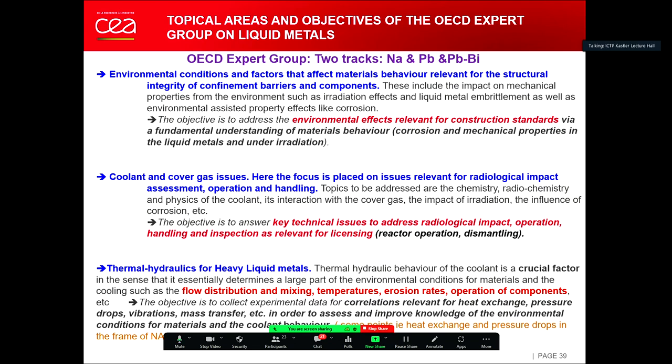So there is a first topic, which is how to address the environmental conditions. The idea is to address the environmental effects relevant for construction standards. It means that if we need new recommendations, we need to have demonstrations. So the goal of this working group is not only to synthesize the issues we can face, both for sodium and heavy liquid metals, we work together, but also to say what we need in terms of R&D to validate some new recommendations at the level of the design.